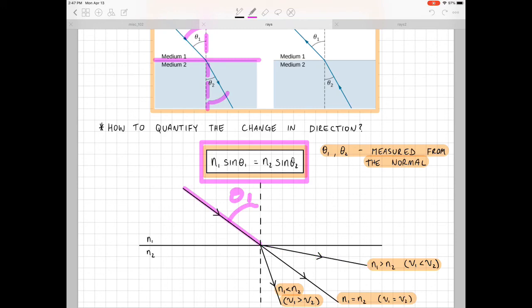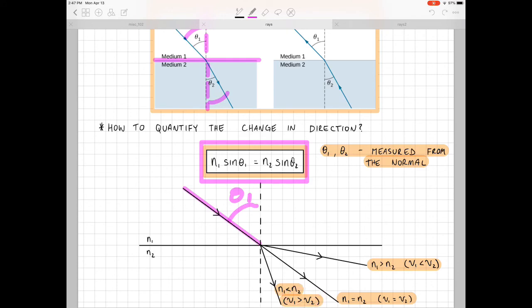Now, the last possibility is that the ray comes in and bends towards the normal. This angle here, theta 2, is smaller than theta 1. When that happens, that immediately means that n1 is smaller than n2. And again, since the index is connected to the speed, it means that the speed of light in medium 1 is larger than the speed of light in medium 2. You can see that written down there.